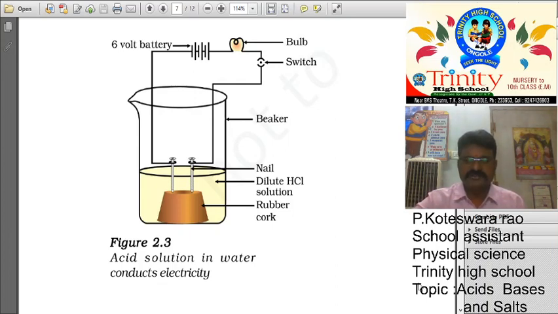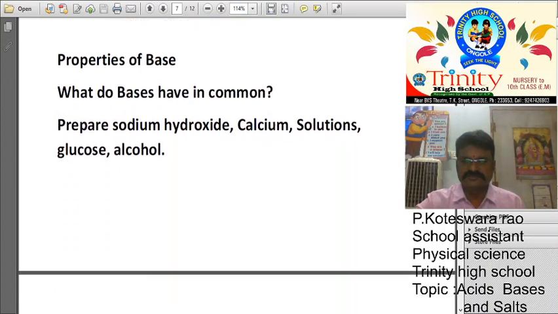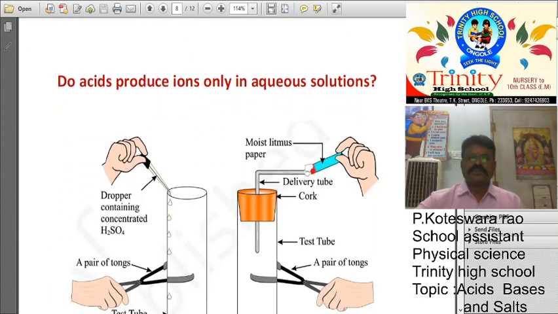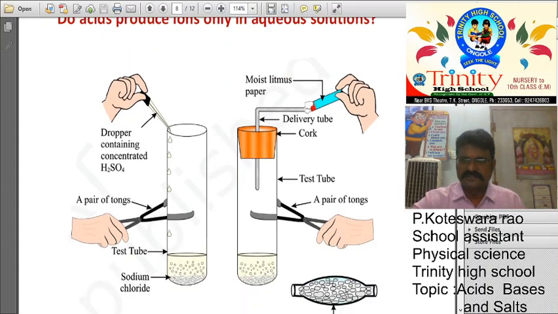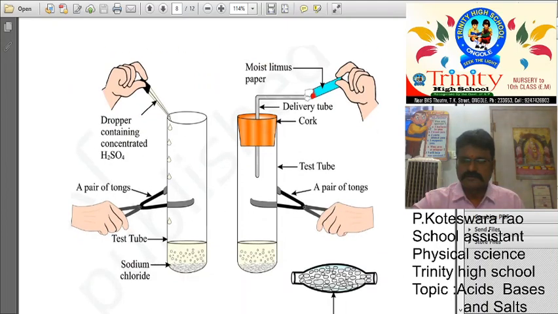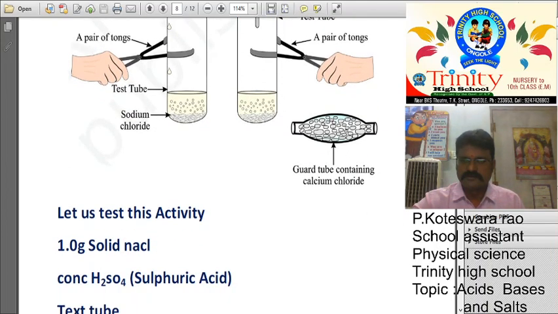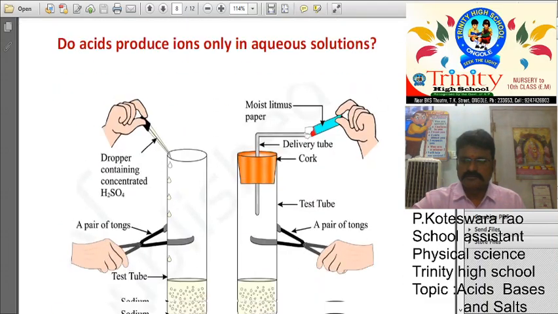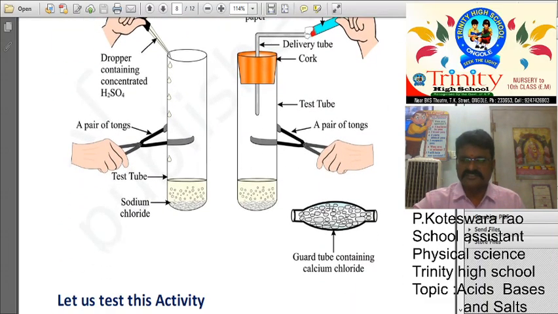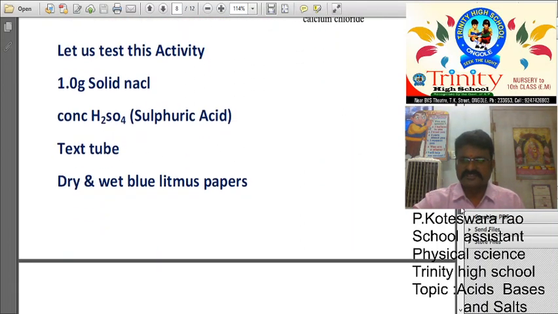And what about our next concept? Our next concept is: do acids produce ions only in aqueous solution? Before that, we already discussed what we discussed here.